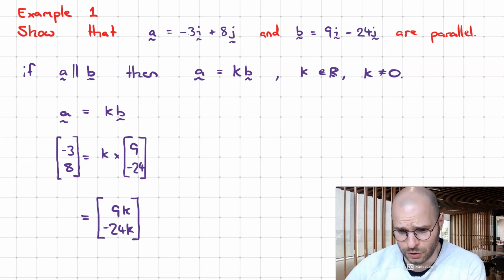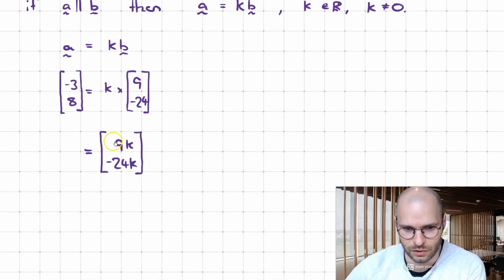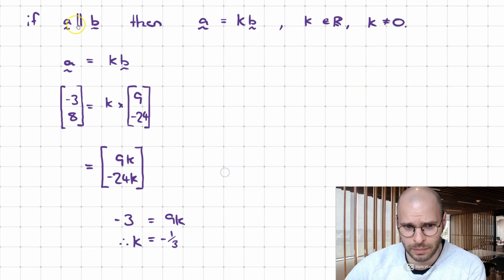At this point I have a choice. I can either choose to work with the x coordinates at the top, or I can do the y coordinates over here. I'm going to choose to do the top ones. It doesn't make a difference in this example, so I can build an equation that says minus 3 equals 9k. And because this is my equation, I can deduce that k must be equal to negative 1/3. So my argument here is if these are parallel, then my scalar multiple k must be equal to negative 1/3.